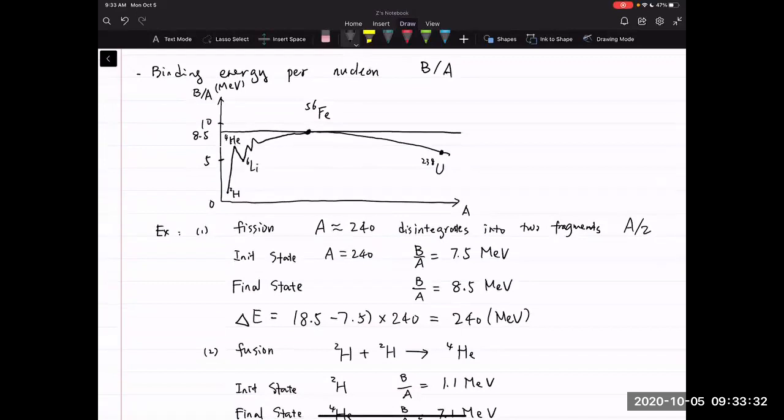So now coming back to this B over A curve, there are many things we can say about it. We talk about these two ends, right? At the high A end, we have those unstable heavy nuclei that can disintegrate, and we know this is the fission process. And energy is released during this process.